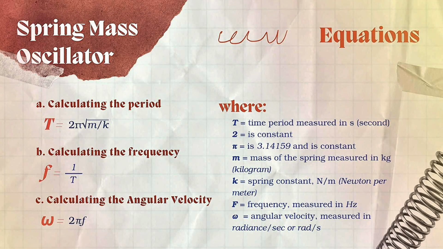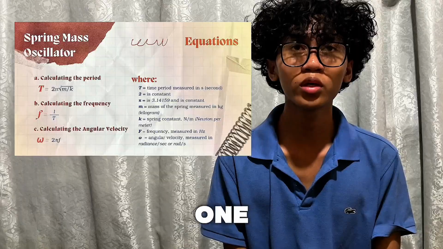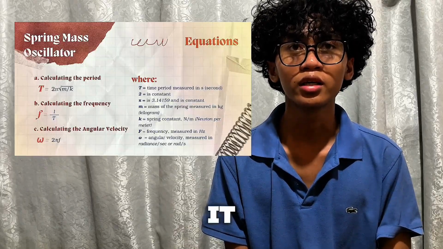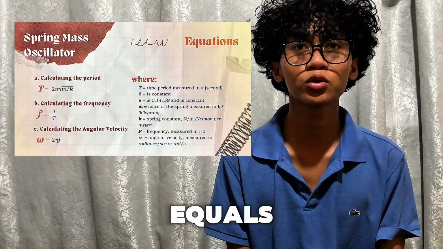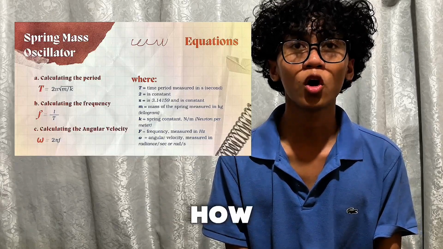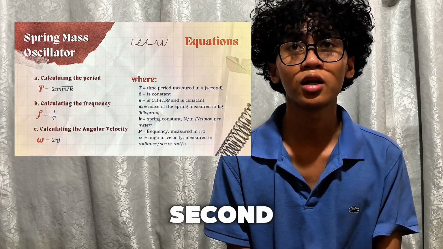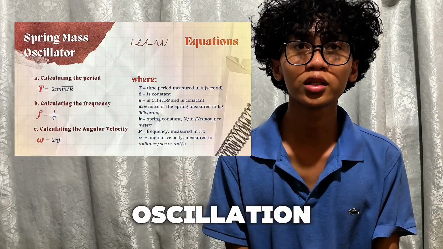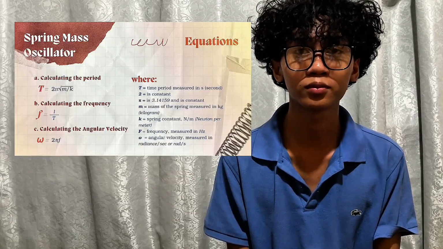So the second one is calculating the frequency. It is read by f is equal to 1 over T, and so frequency tells us how many cycles happen per second. Basically, kung gaano kabilis yung oscillation, it is measured in hertz.